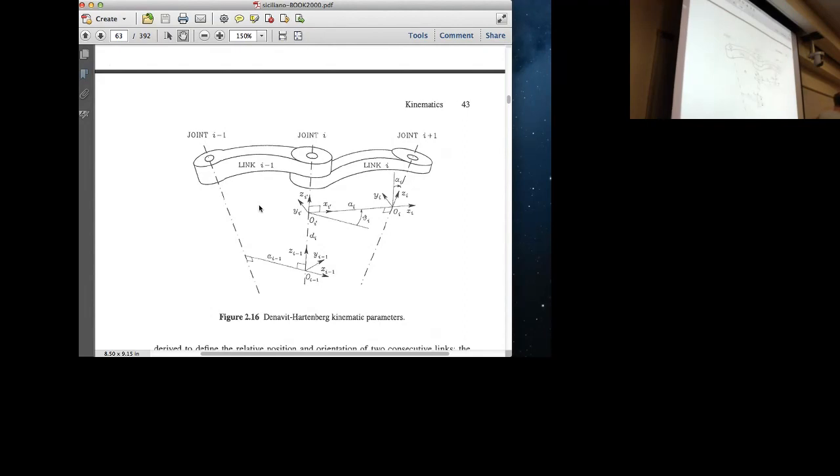So theta I in this case would be a static variable. It would just describe how these two bones are arranged with respect to each other, but they can't change, they can only slide up and down. They cannot rotate with respect to each other.